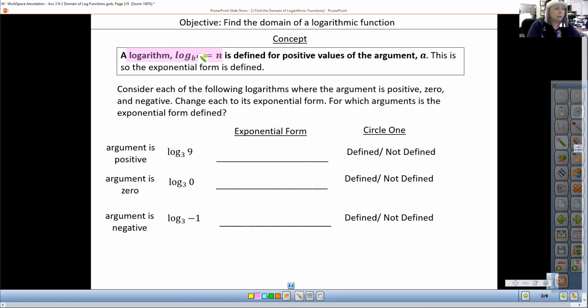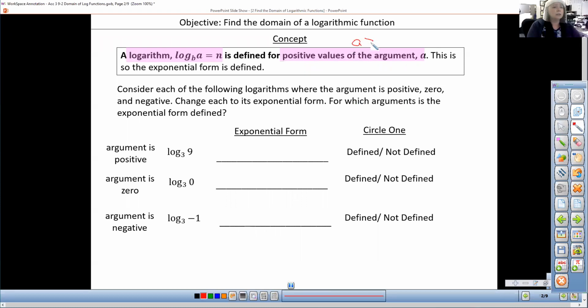In a logarithm, it is required that our argument be a positive number. Positive numbers meaning numbers that are greater than 0. Remember, 0 is not a positive number. 0 isn't positive and it's not negative. It's the only number that does not have a sign. And so positive values for our argument is the only way that we can actually say that the math makes sense, or the logarithm makes sense.